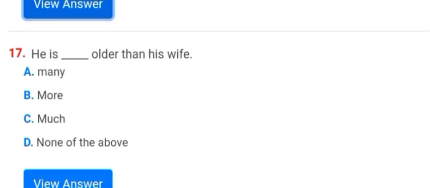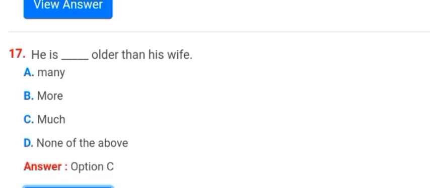Question number 17. He is dash older than his wife. A: many, B: more, C: much, D: none of the above. Correct answer: C, much. He is much older than his wife.